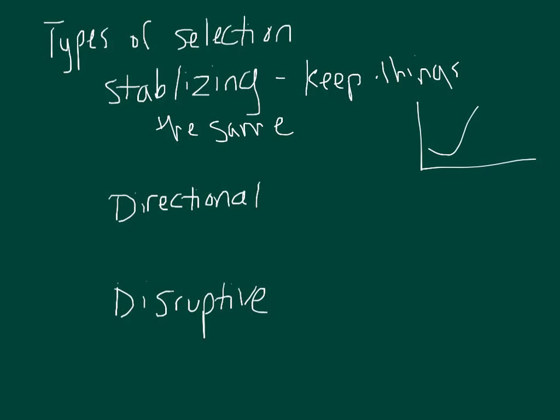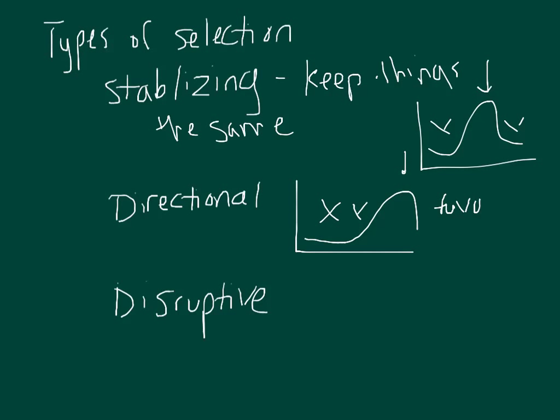Kind of keep things the same, and we kill off everything on the outside. That's stabilizing selection. Directional selection usually means new species, where we're picking an extreme and killing off the intermediates, and we're killing off one extreme. So it favors one extreme.